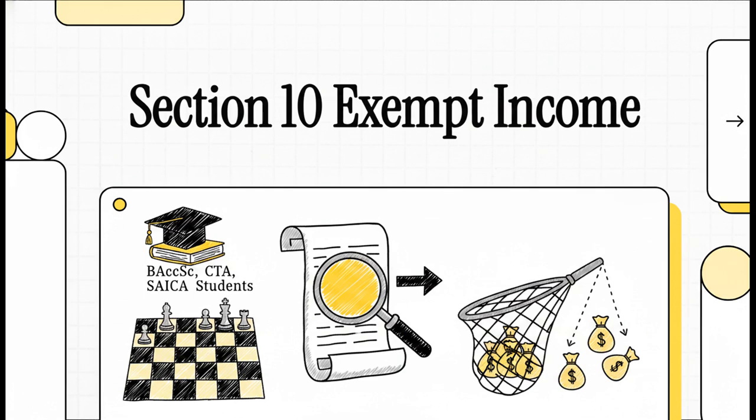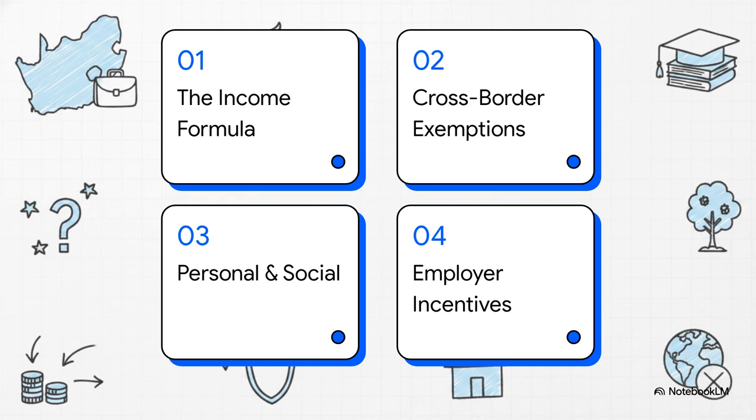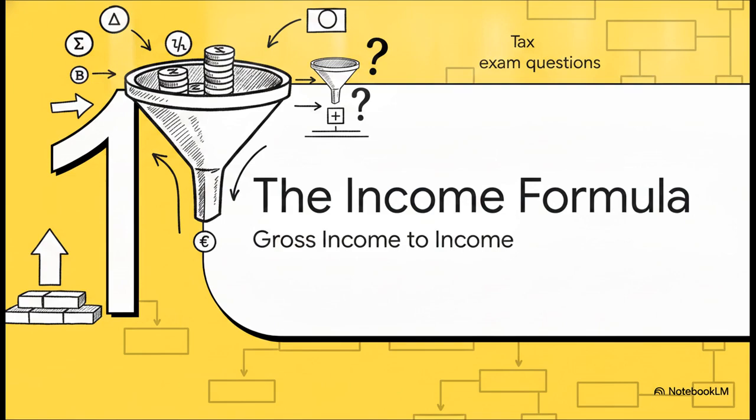Let's get into it. All right, here is our roadmap for today's session. Number 1, the income formula. Number 2, cross-border and withholding exemptions. Number 3, personal and social support. And finally, number 4, employer incentives. Okay, kicking things off with Section 1, the income formula.